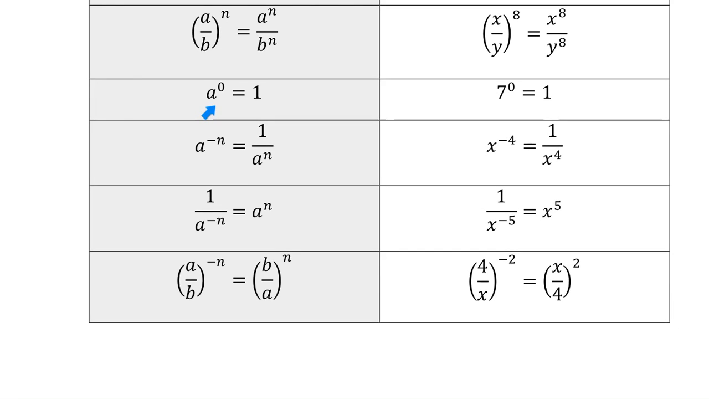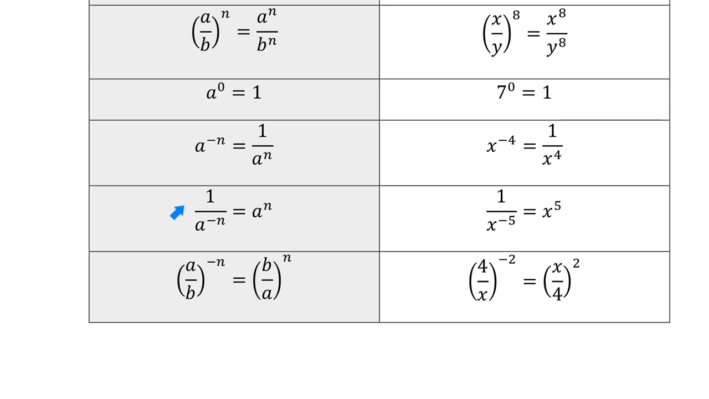Next, a to the power of 0 equals 1. An example is 7 to the power of 0 equals 1. Then a to the power of negative n equals 1 over a to positive n. So if we have an expression that has a negative exponent and we move this expression down to the denominator, then this exponent becomes positive. The example to the right is x to the power of negative 4 equals 1 over x to positive 4.